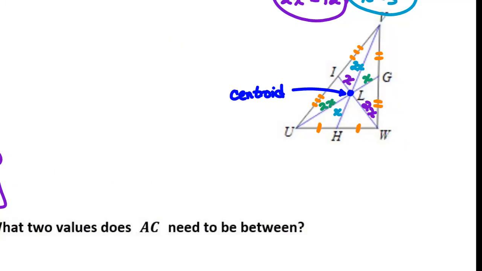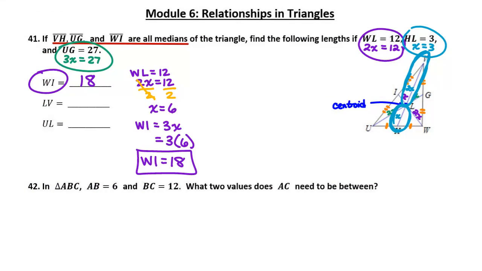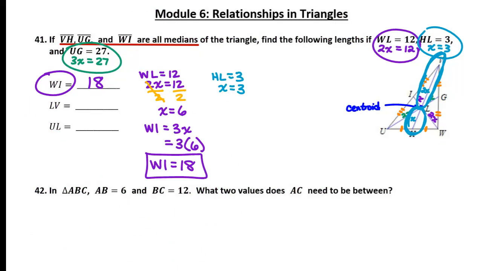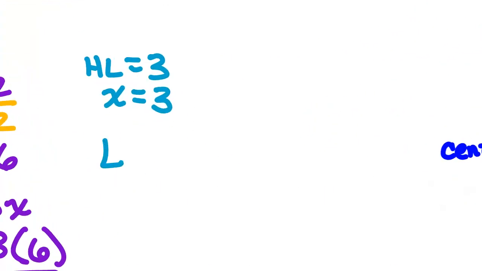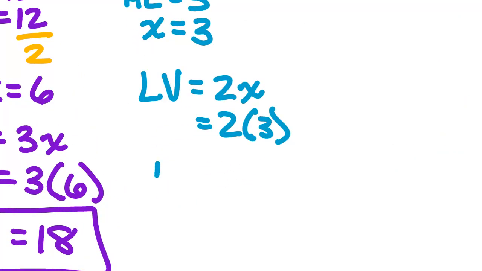All right, LV. Let's go find that one. LV is this bit right here. That's what they want me to find. HL, this bit right here, they told me was 3. So if HL is 3 and HL is my X relationship, then LV, which is a 2X relationship on the picture, would be 2 times 3. So LV would be 6.